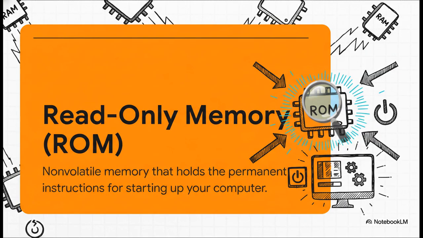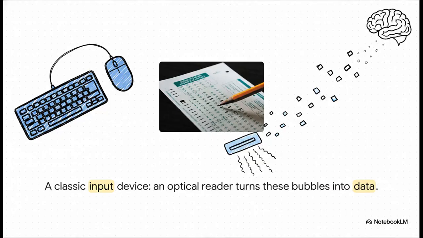So that brings up a good question, right? If RAM forgets everything when the power is off, how does a computer even know how to start up in the first place? Well, that's where ROM comes in. It's this tiny little chip with permanent, unchangeable instructions. It's like the computer's muscle memory, and it has one job: tell the computer how to wake up and get going.